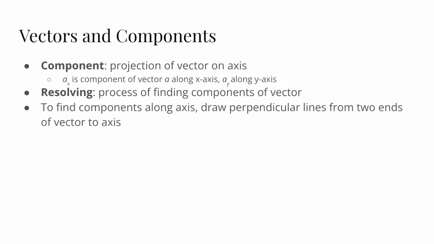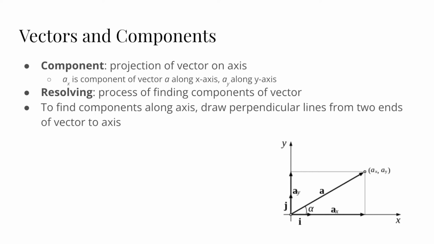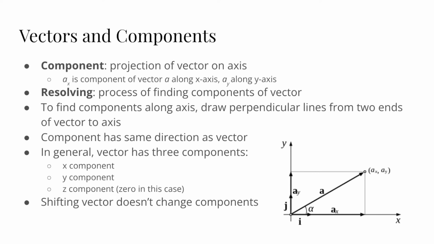We can find the components of a vector through this process called resolving the vector. To do this, we just draw perpendicular lines from the two ends of a vector to the axis as shown here. In general, a vector has three components, the x, y, and z components, although here the z component of vector A is 0.